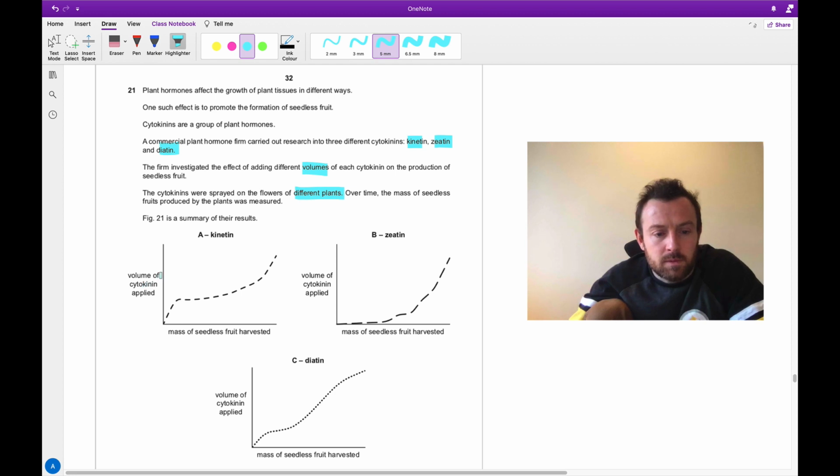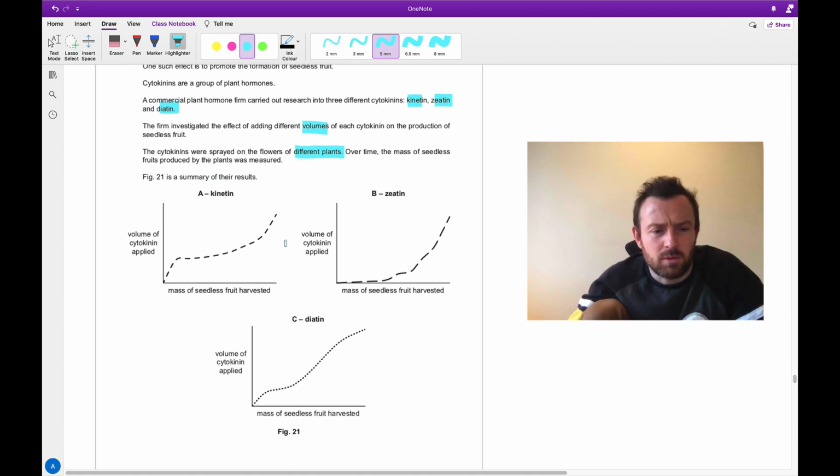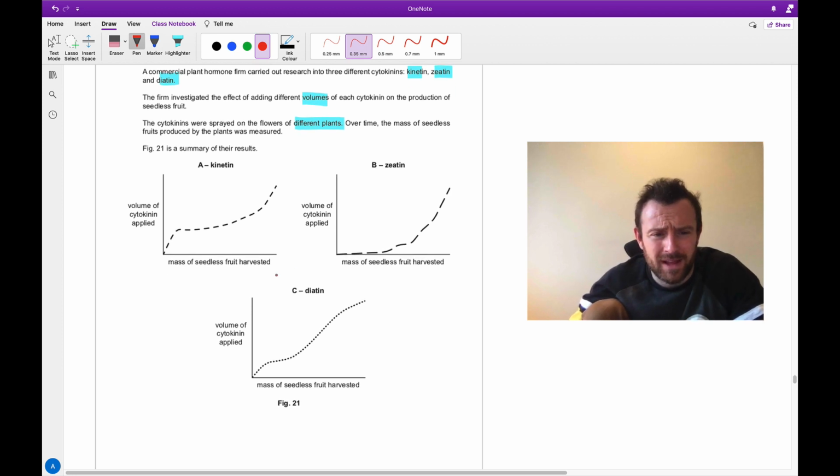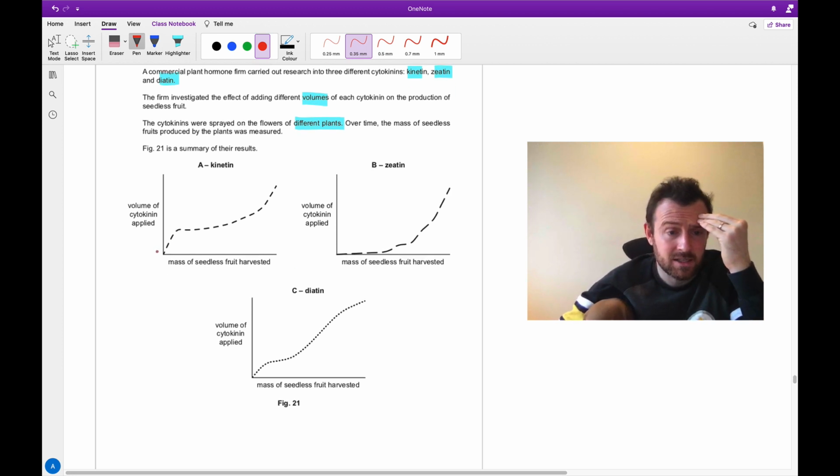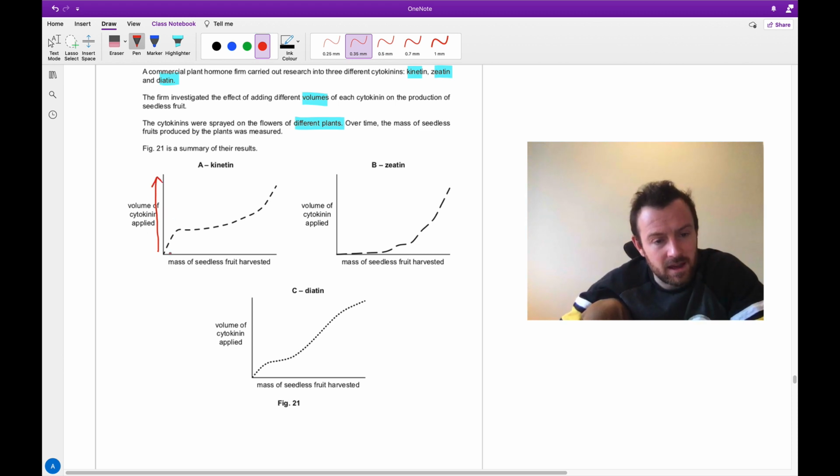Okay, this is a bit weird. The axis is very strange. I would have expected the volume of cytokinin to be on the x-axis and the mass of fruit on the y-axis, but this is a completely bizarre way of showing this. So you have to think about it moving along this axis this way. As the volume of cytokinin applied increases, the mass of seedless fruit first doesn't change much, then it changes rapidly, and then it starts to plateau. Here it changes quite rapidly straight away from low concentration, then it starts to level off. And this one seems to just keep on having an effect as we move up this way.